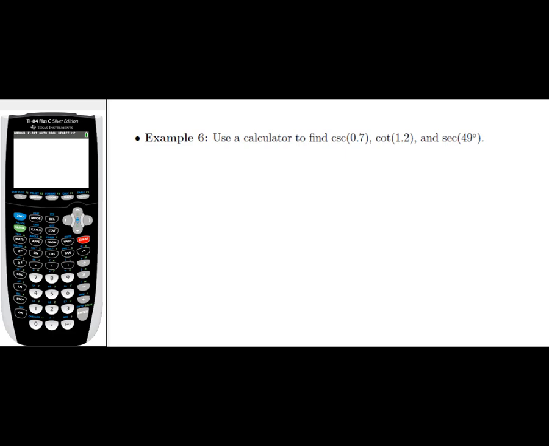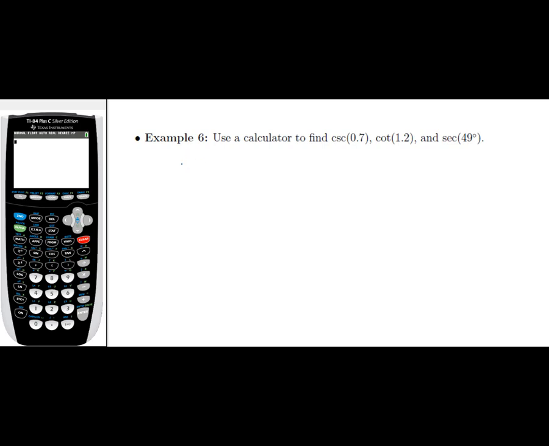Lastly, we're going to talk about approximating these new trig functions using our calculator. So we're going to look at the cosecant, the cotangent, and the secant in this example. But what we should notice first is that when we look at the calculator, we see sine, cosine, and tangent buttons, and that's it. So we don't have a cosecant button or a cotangent button. So what we need to do is use the relationship we know that these functions have to sine, cosine, and tangent in order to be able to make these approximations.